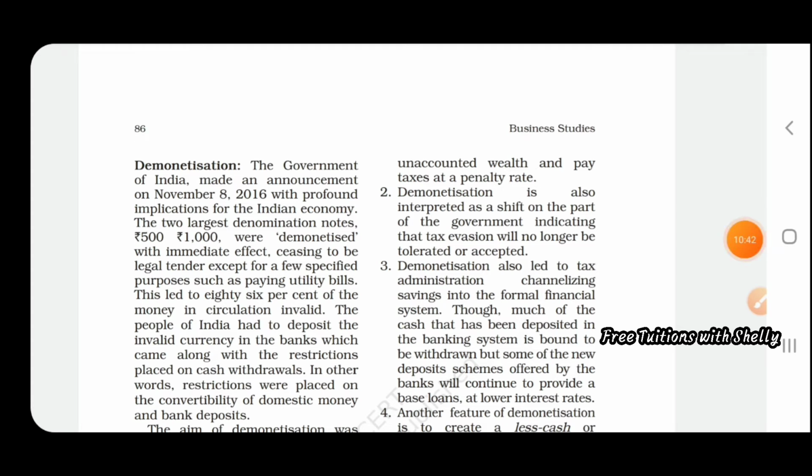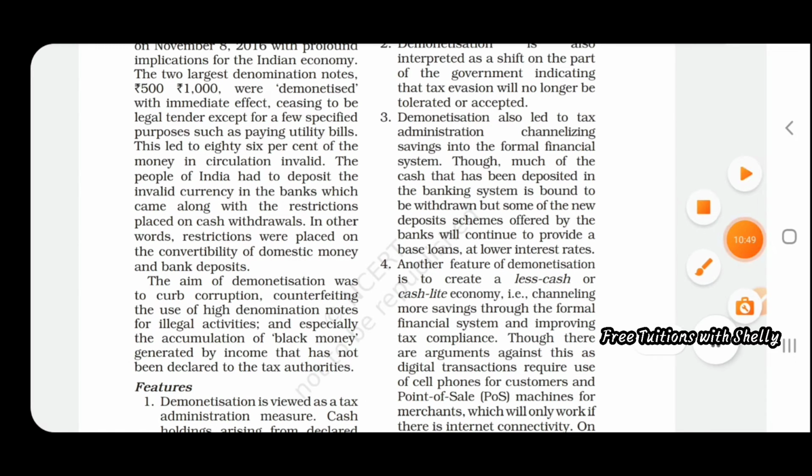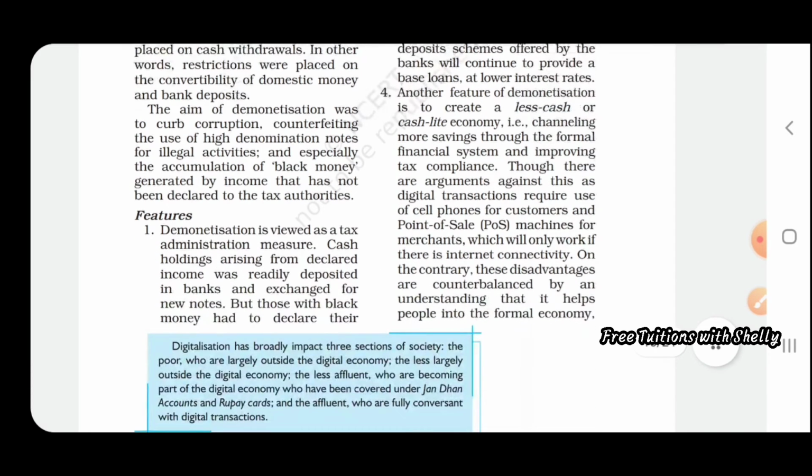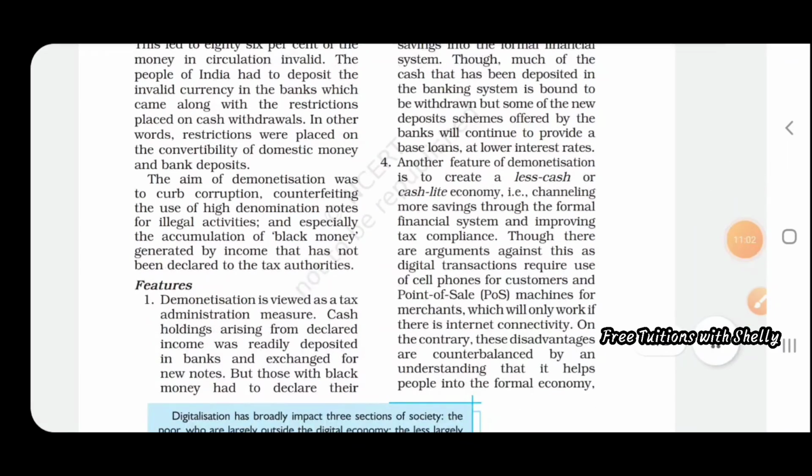This was mainly adopted to stop the movement of black money in the nation, to curb corruption, and to avoid all illegal activities using notes. For this purpose, demonetization was introduced. So it was viewed as a tax administration measure.